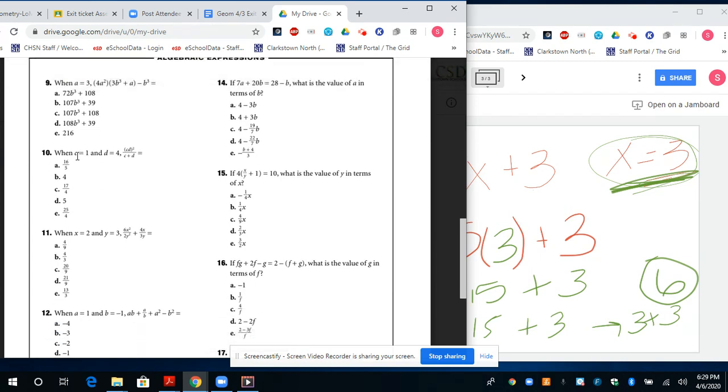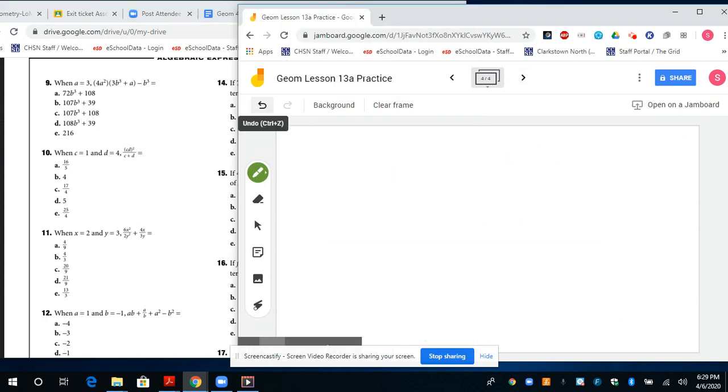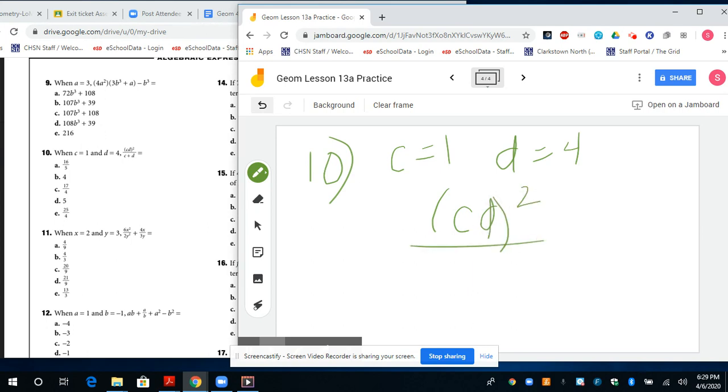You guys are doing evens. Number 10. So I can do number 10 for those still listening to me. And this is one that you're doing because you're doing evens. So when C is 1 and D is 4, what do we get when we have CD squared over C plus D? So you're just plugging in. C is 1, so wherever you see a C, you're going to put a 1, times 4, and you're going to square that whole thing, divided by 1 plus 4.